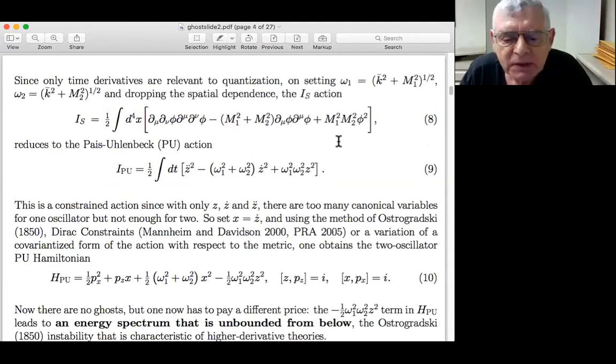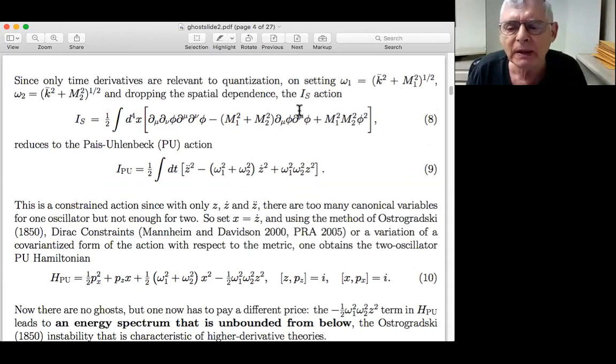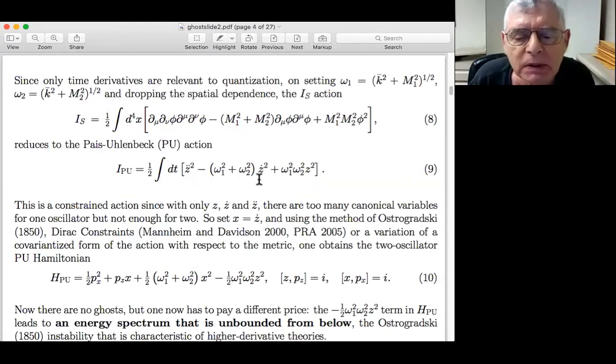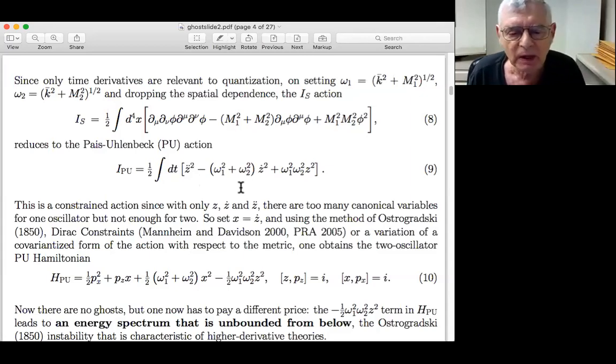However, something bad happens. And to see what bad is happening, if you quantize the theory, you can simply forget about space derivatives and restrict to time derivatives by fixing the momentum, spatial momentum this way. And then this action that they started with reduces to what's called the Pais-Uhlenbeck, the PU action. And it contains z double dot squared, and z squared. And this is an action that has been studied by many people, including some of today's speakers and our hosts, Alberto and Alessandro.